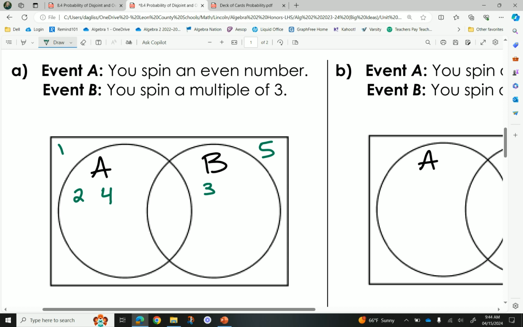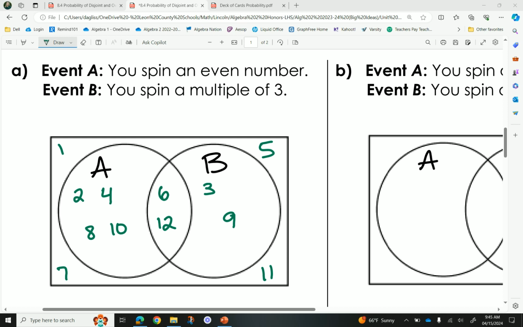Number 6, is it even? Yes. Is it a multiple of 3? Yes. Woohoo! We finally have something that goes in the middle. You do the rest. Figure out where 7 through 12 is going to go. Check your numbers with mine. Make sure they match up.